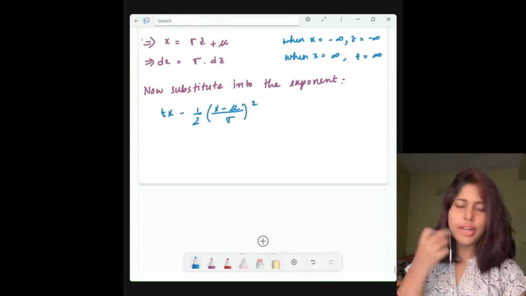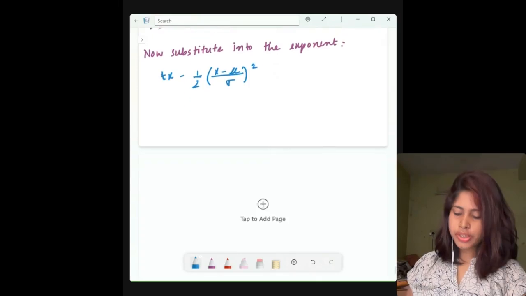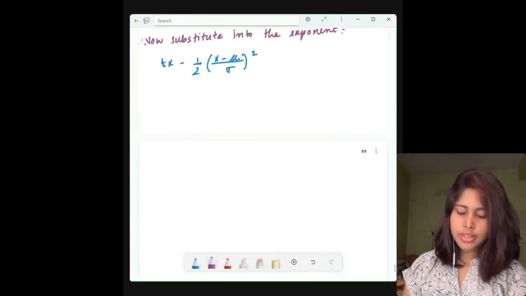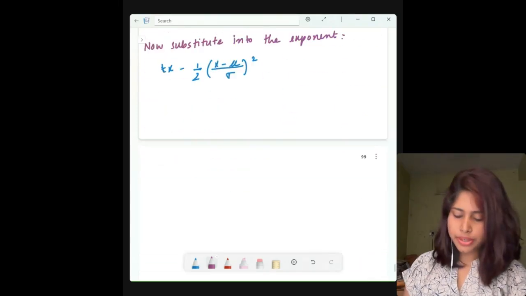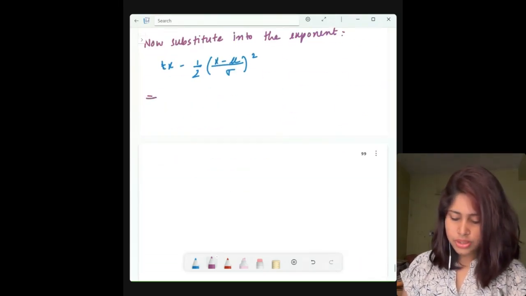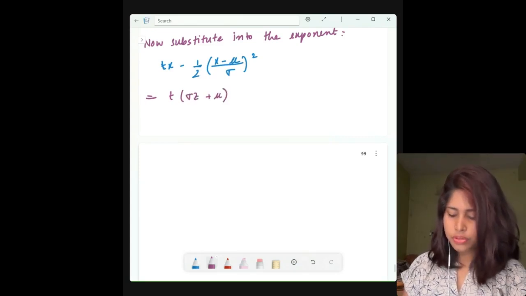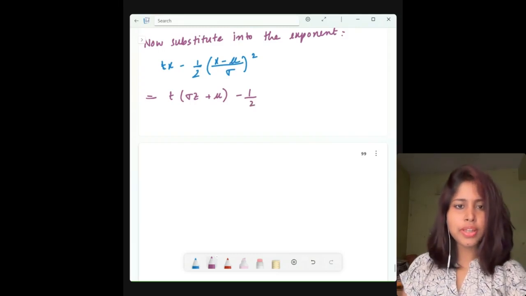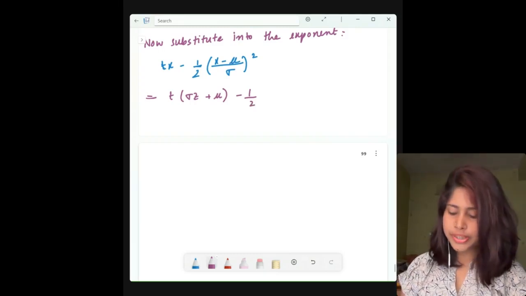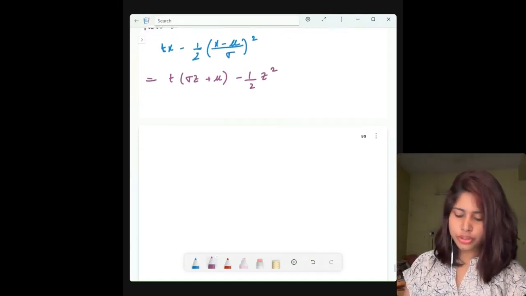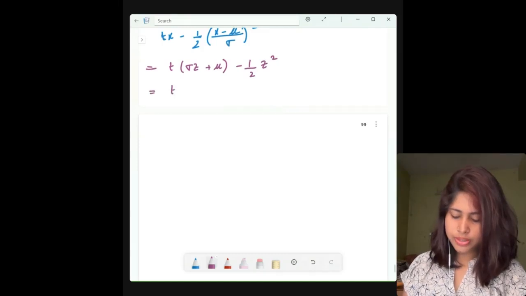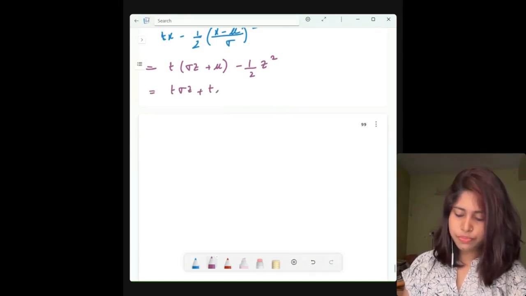Now here we will substitute the values. So let us do that. What is the x here? x is sigma z plus mu, which we have already derived, right? So let me write it. t into (sigma z plus mu), and then minus of, this whole thing was z only, that is what we took, we put it that way. So it will be half of z square. Okay, now let us do further calculation: t sigma z plus t mu, minus half of z squared.